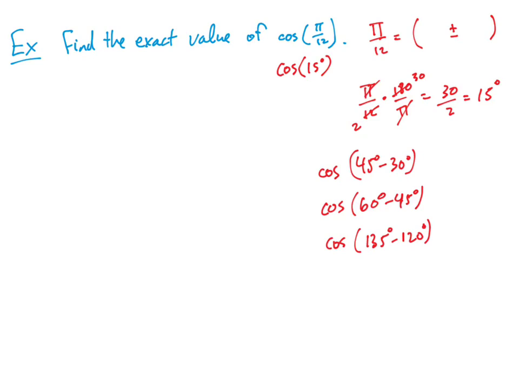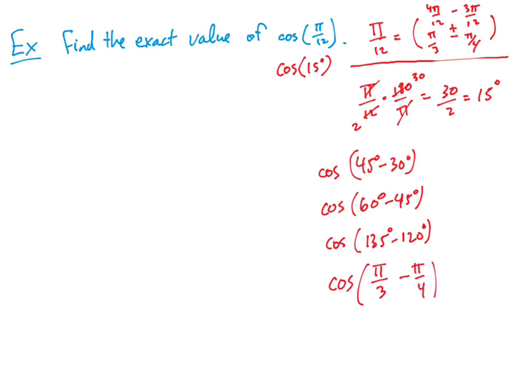Similarly, if we want to stay in radians, which is what we had up here, well, pi over 12, I could write that as 4 pi over 12 minus 3 pi over 12. And if I reduce these, I get pi over 3 minus pi over 4. So I could also think about cosine of pi over 3 minus pi over 4. Pi over 3 is 60 degrees, pi over 4 is 45, so these are actually exactly equivalent. So whether we stay in radians or degrees, it doesn't really matter.